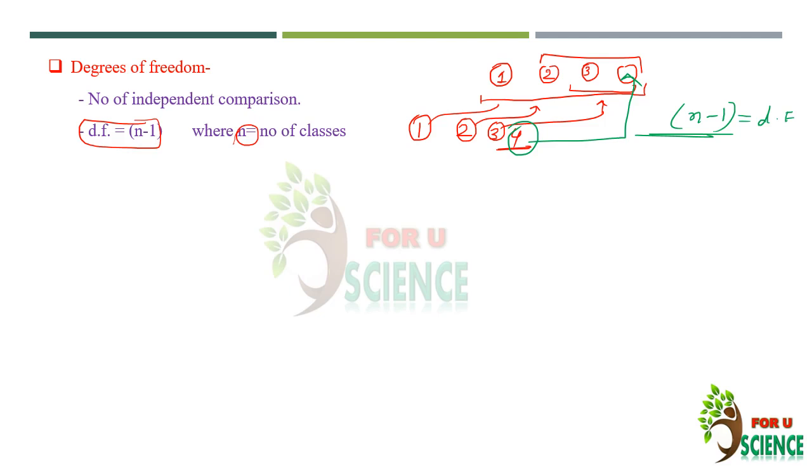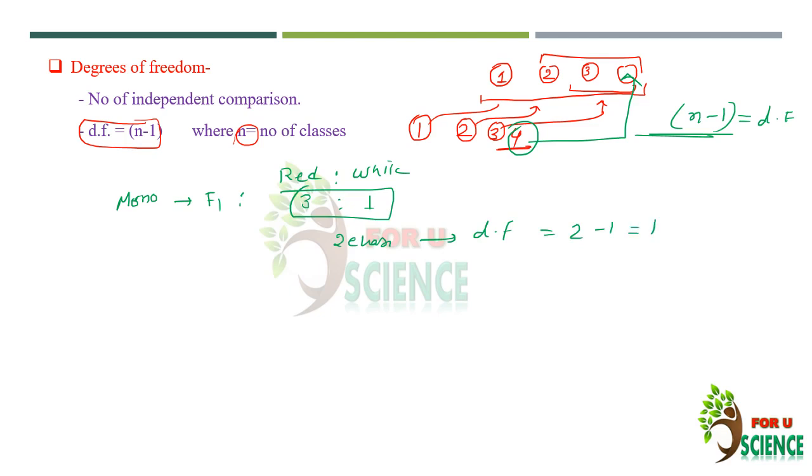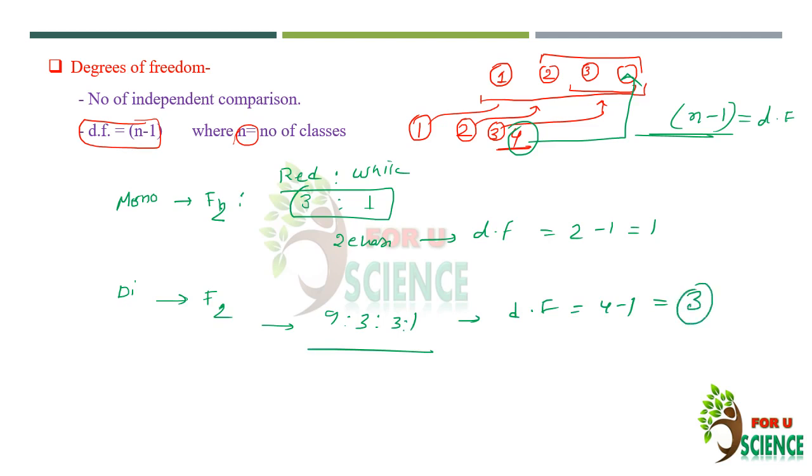Suppose we take the example we use in the case of a monohybrid cross. The F2 ratio of red and white flower is 3:1. That means there are two classes, so the degrees of freedom will be 2 minus 1, that is 1. In the case of a dihybrid cross, in F2 we saw the ratio is 9:3:3:1, that is 4 classes. Then the degrees of freedom will be 4 minus 1, that is 3.